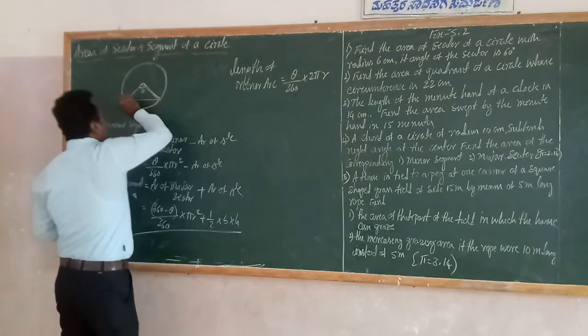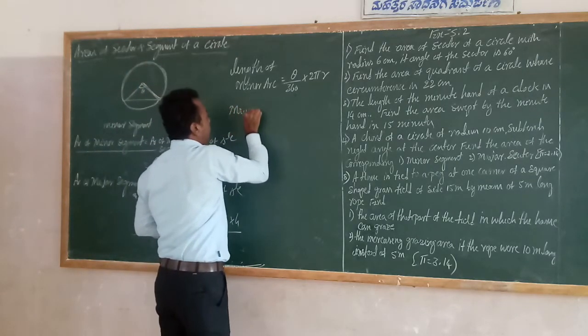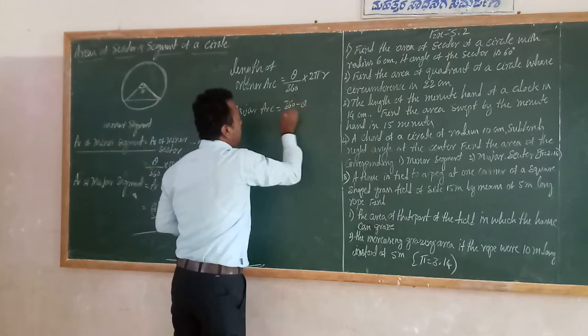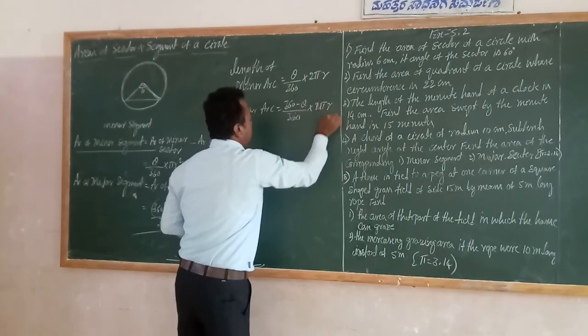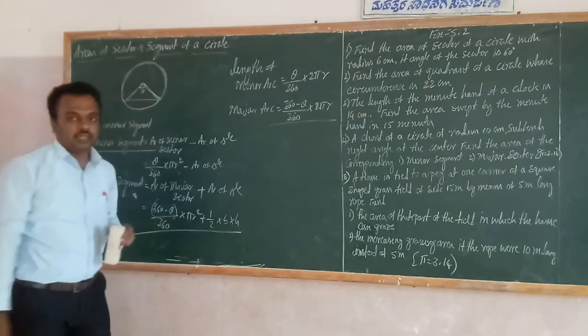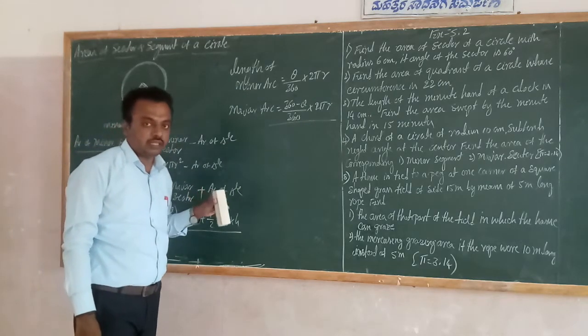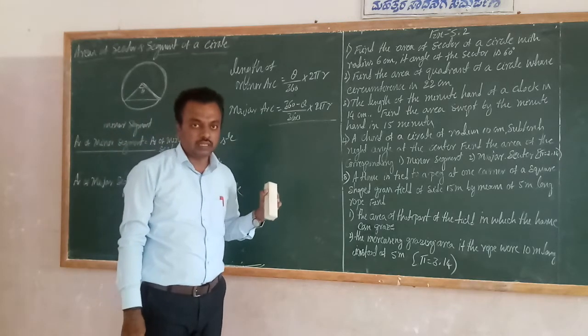Like the major arc, if you want the bigger arc, the major arc, it is equal to 360 minus theta by 360 into 2 pi r. Very simple. So this is the length of the major arc, and that is the length of the minor arc. Minor arc means theta by 360 into 2 pi r. Major arc means 360 minus theta by 360 into 2 pi r.